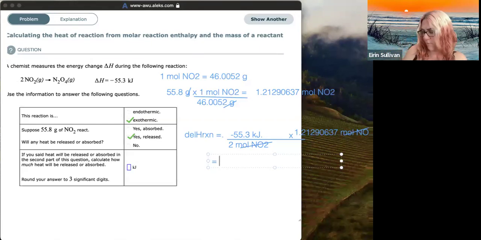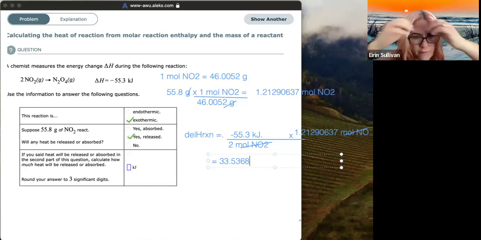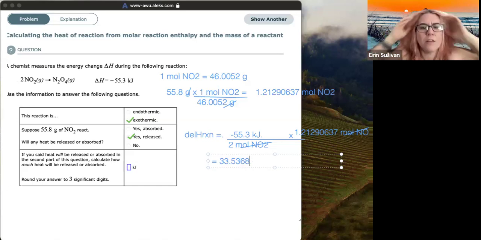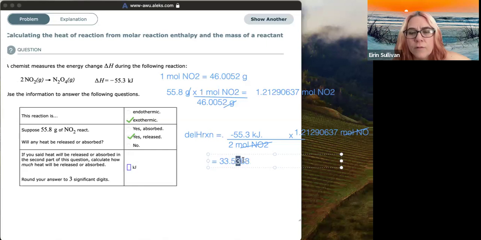So 55.3 divided by 2 times 1.21290637 is 33.5368, and so on. And how many sig figs do we ask for? 3 sig figs, so 33.5 kilojoules, and that should have a minus sign on the front to tell me that it is being released.